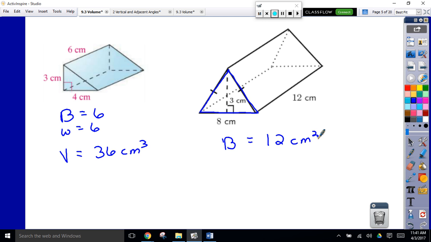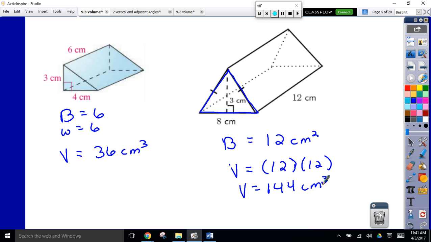Okay, Max, what would the volume then be? 144. Good. We take the area times W, which happens to be the same as the area, and we get 144 cubic centimeters. Okay, any questions so far?